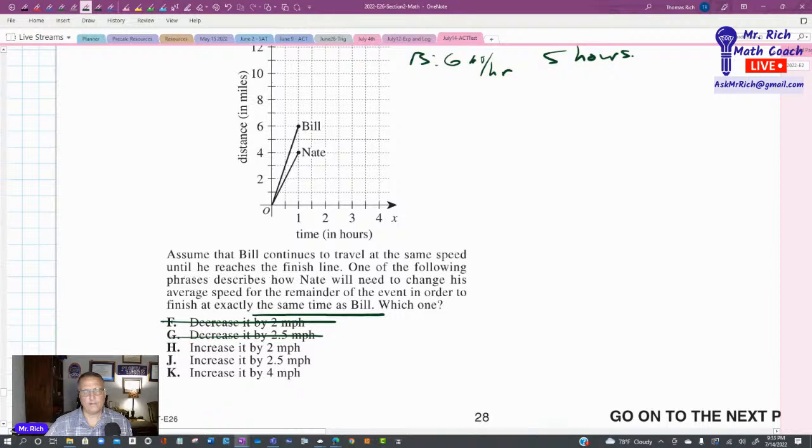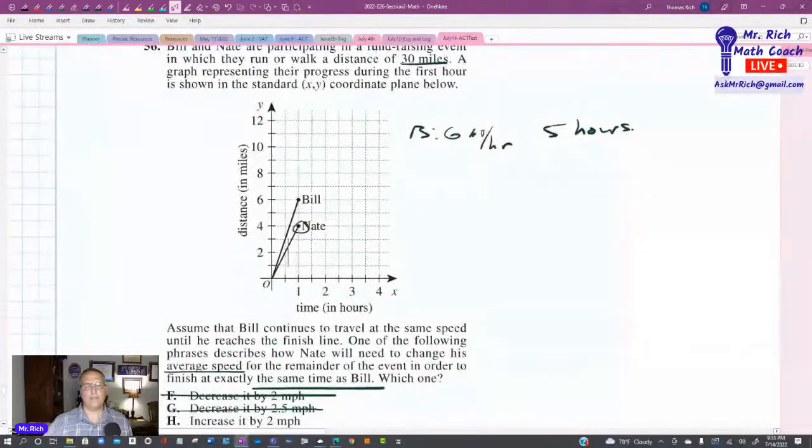One of the following constraints around how Nate will need to change his average speed to catch him. So he only has 5 hours. He's got 4 hours left, Nate does, and he has to cover 26 miles. So Nate has to cover 26 miles, and he's only got 4 hours to do it.